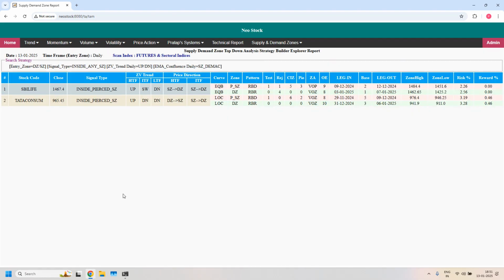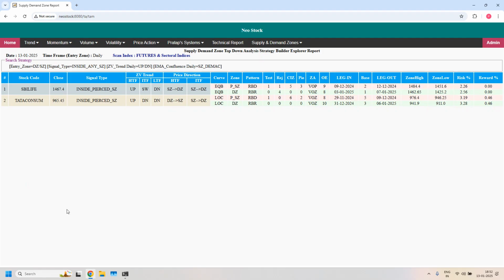Let's filter. We got 2 stocks. These 2 daily supply zones are having daily EMA confluence. Unfortunately, both these daily supply zones are pierced supply zones. Maybe you can apply pierced zone strategies on these 2 stocks. I mean daily supply zones.